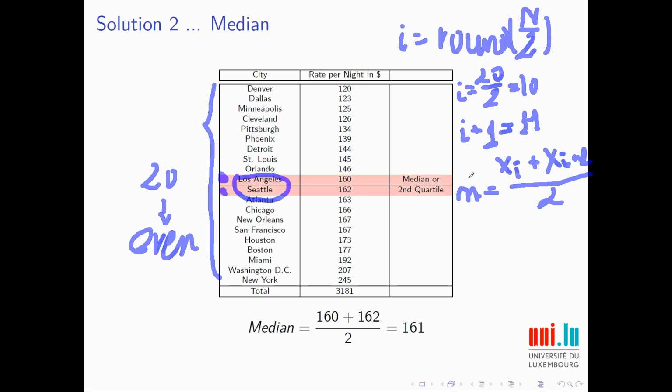So yeah, this is our median. This is the way we find the middle positions for data sets which contain an even number of elements. I hope it's more or less clear.